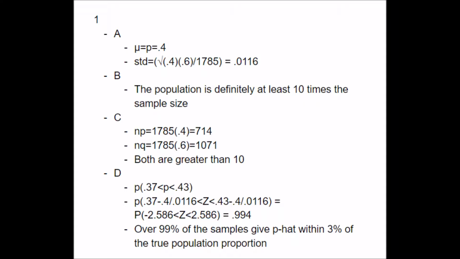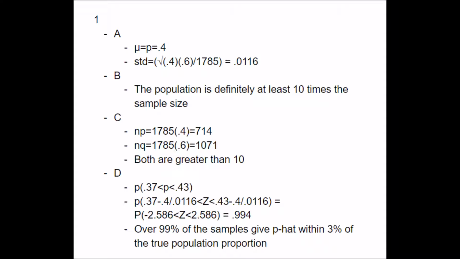So part A asks, if p hat is the proportion of the sample who did attend church or synagogue, what is the mean of the sampling distribution of p hat? What is its standard deviation? So the mean is the same as p, which would be 40%, because it gave us that in the problem. And then the standard deviation is the square root of p times q over n, which is your sample size. And we get 0.0116 for the standard deviation.